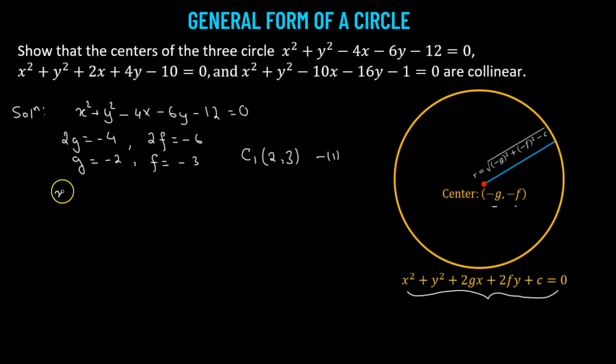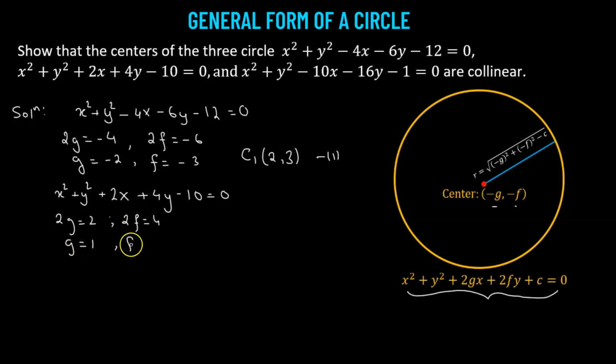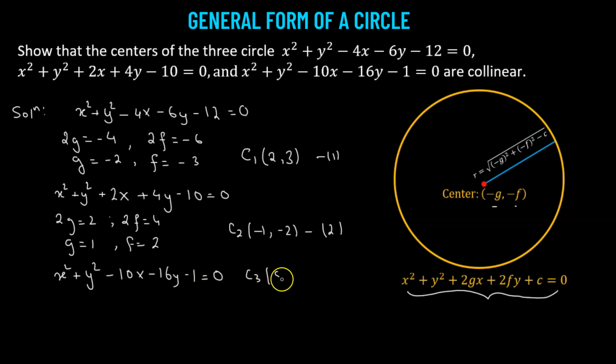Coming to the next one, we have x squared plus y squared plus 2x plus 4y minus 10 equals 0. So here we get 2g equals 2 and 2f equals 4. So g comes out as 1 and f comes out as 2. So the center denoted by C2 is going to have the coordinates negative 1 comma negative 2. Let this be number 2. And coming to the third equation, we have x squared plus y squared minus 10x minus 16y minus 1 equals 0. So its center must be 5 comma 8. Let this be number 3.